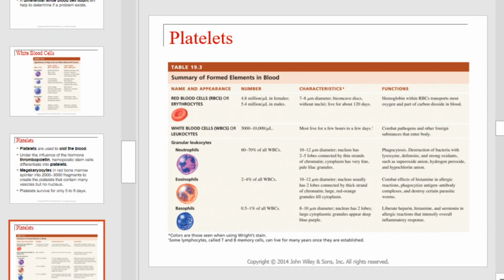This table provides a summary of the formed elements in blood by type, including their number, characteristics, and function.